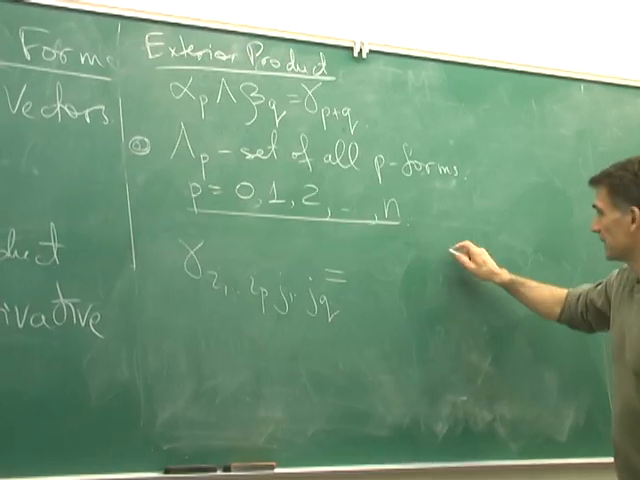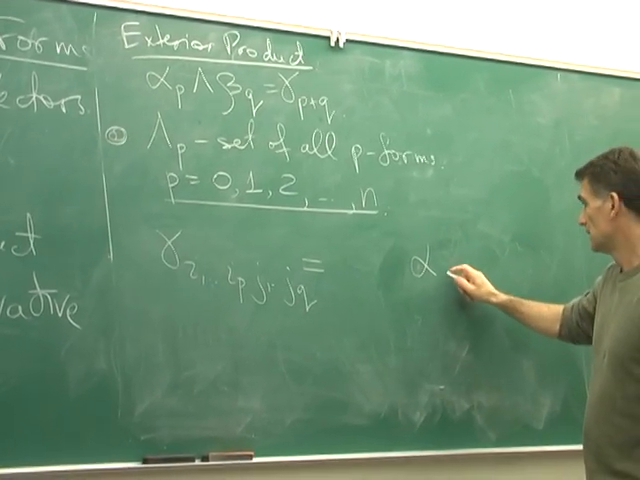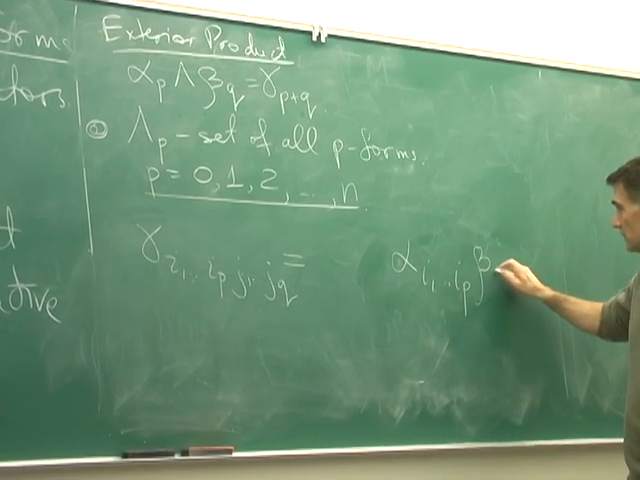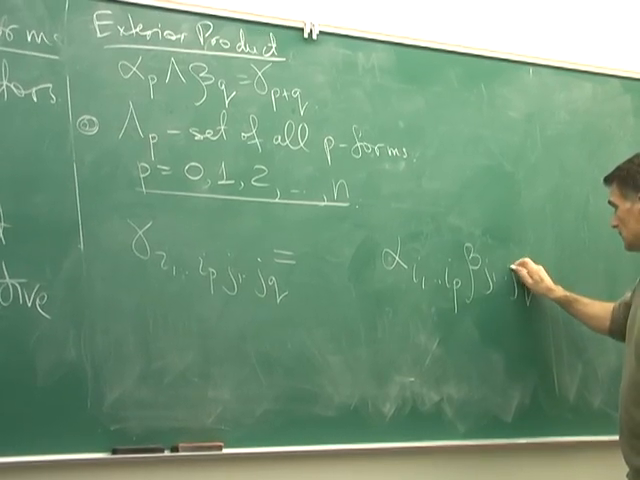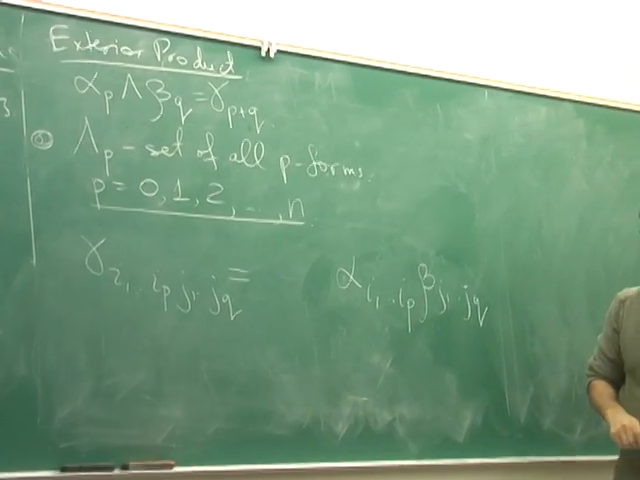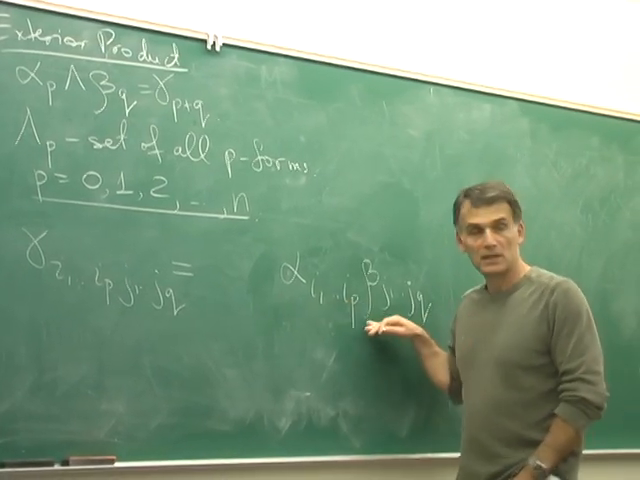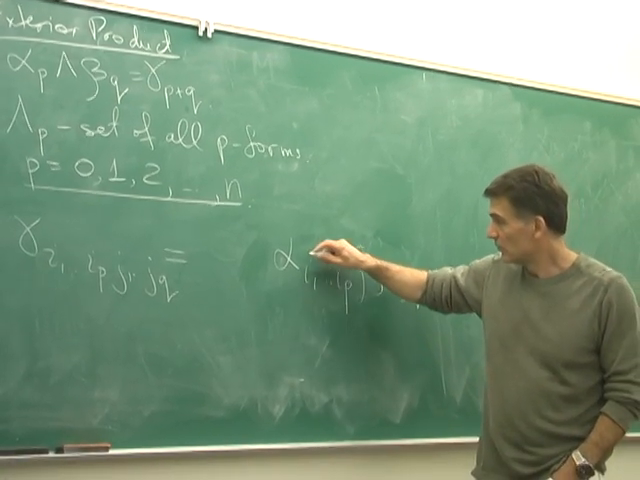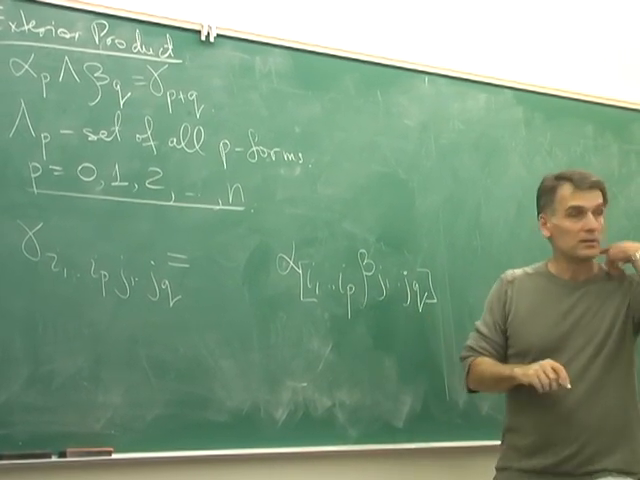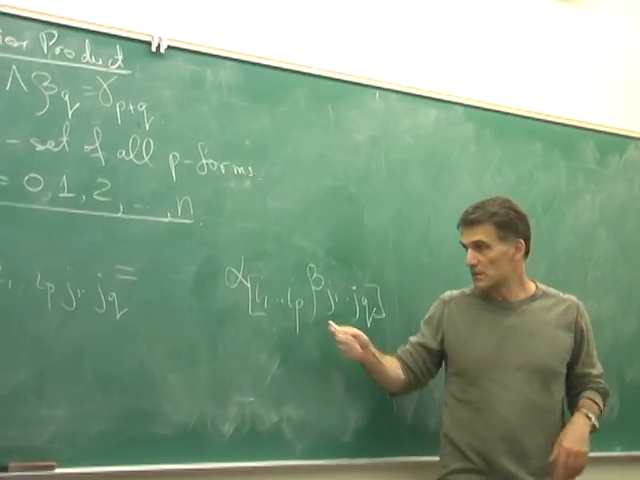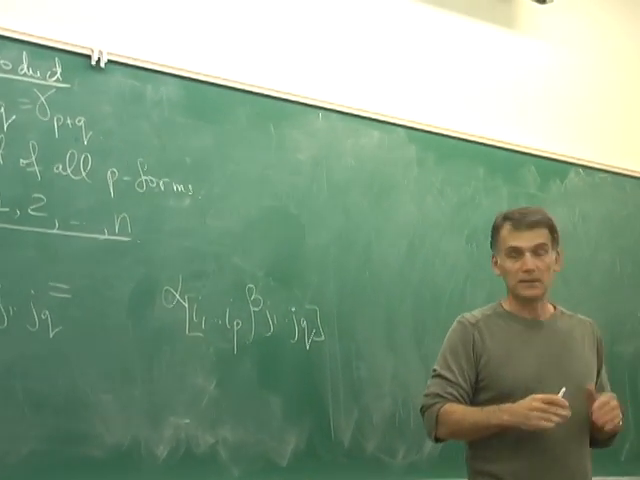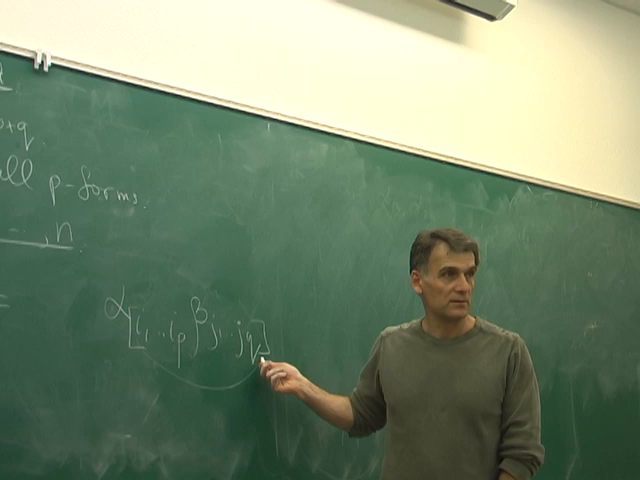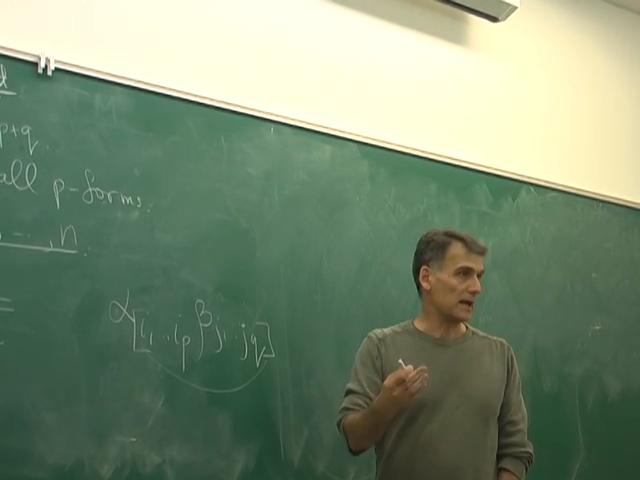So you take alpha, I1 to IP, the components of that, and then you take beta. Okay, and then you just multiply it. Well, but then the product would give you a tensor product. But the product must be antisymmetric. So what you do, you antisymmetrize over all these indices. What does this square bracket mean? It means that you sum over all possible permutations of these P plus Q indices with the sign.